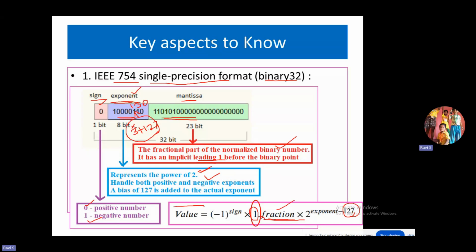So in general, if you want to calculate the value of a particular hexadecimal representation, or the complete binary representation, converted into its equivalent decimal, the sign comes here, that means -1 to the power of sign, then 1 followed by the binary point. After the binary point, the mantissa part comes. The whole thing is multiplied by 2 to the power of the biased exponent minus 127, which is nothing but the actual exponent value, obtained after subtracting 127. So this is the whole format of IEEE 754.